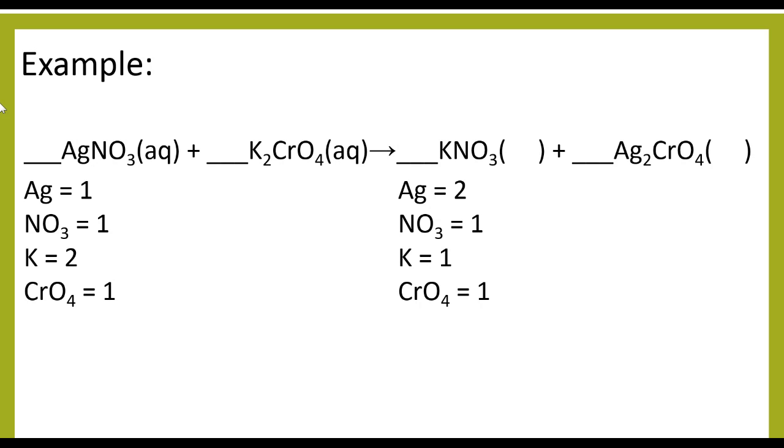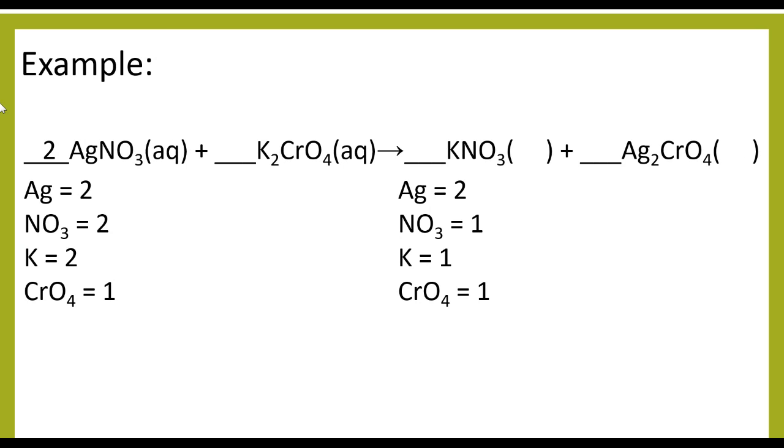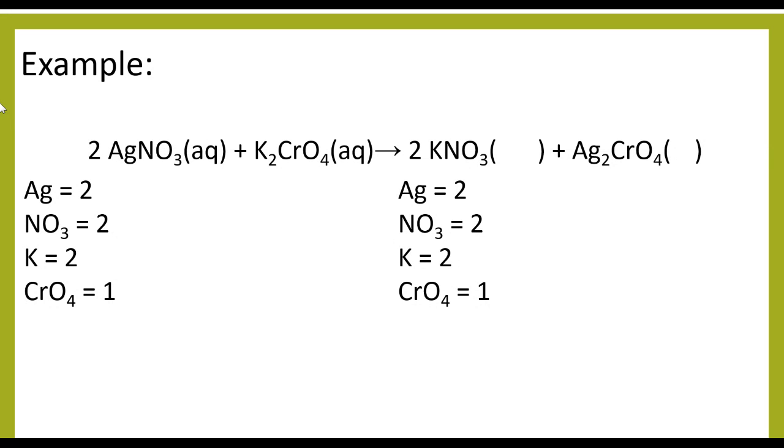So I'm going to put a 2 in front of my silver nitrate. And that changes both my silver and my nitrate in my atom inventory. After I look at this, I'm looking pretty good, but I see that I need a 2 on my product side and for my potassium nitrate. Okay, and with that, my chemical equation is balanced. So there's my nice, neat equation with no extra blanks for the coefficients.